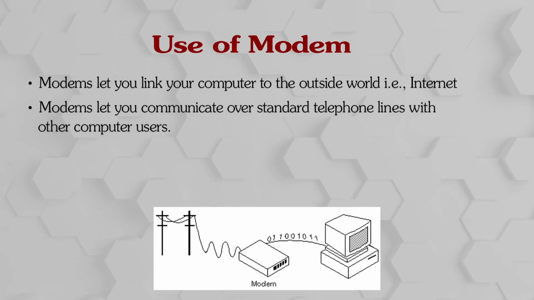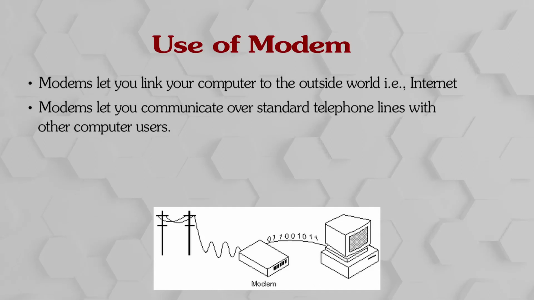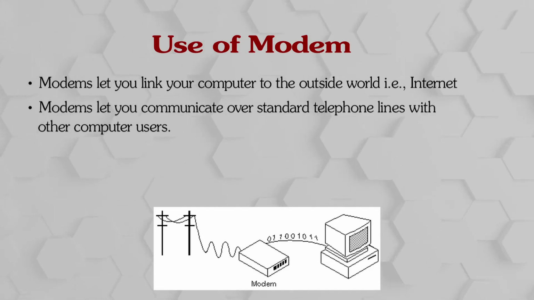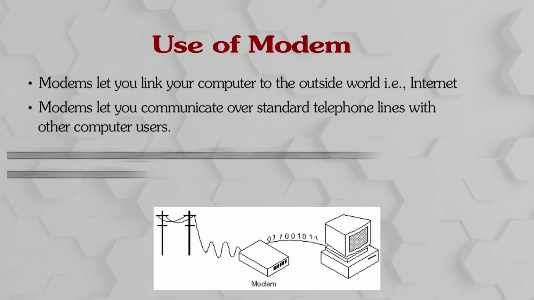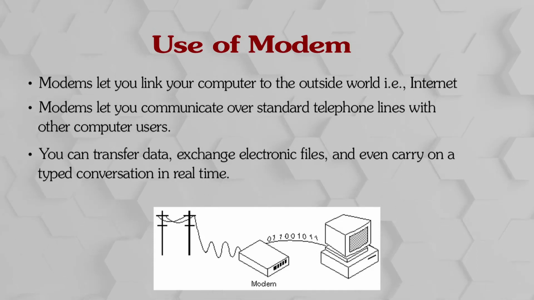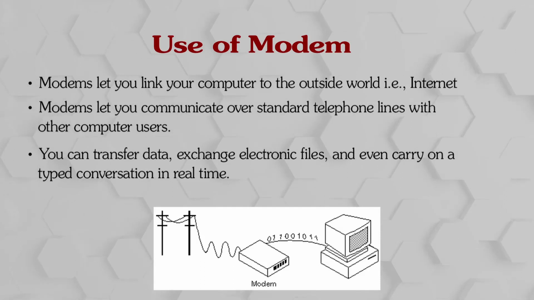A modem lets you communicate over standard telephone lines with other computer users. You have seen in the previous diagram that two computers are there, and you want to send data from one computer to another computer. They are connected with telephone lines. The modem is sitting in between. So you can transfer data, exchange electronic files, even carry out transactions in real time through a modem.